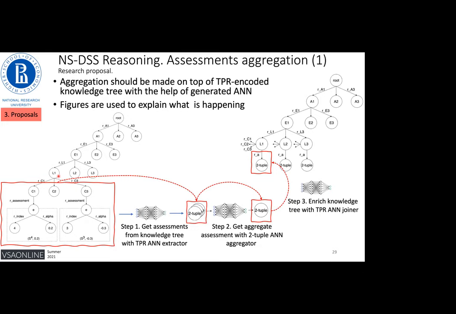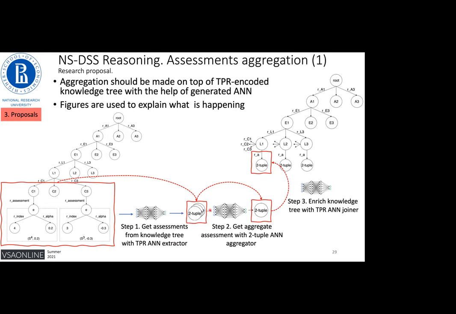And here, as I said, we are trying to express assessment aggregation. In this case, we already have the tree. Here I'm showing the symbolic counterpart, but we understand that I'm using the already encoded representation of this tree. Nevertheless, we extract the assessments by using the TPR extractor. As we know that there is a lossless way of unbinding the data, we can extract assessments from the tree.